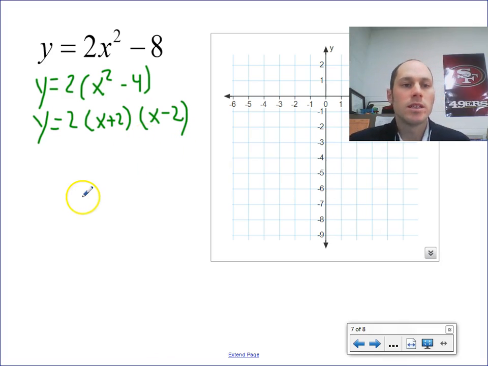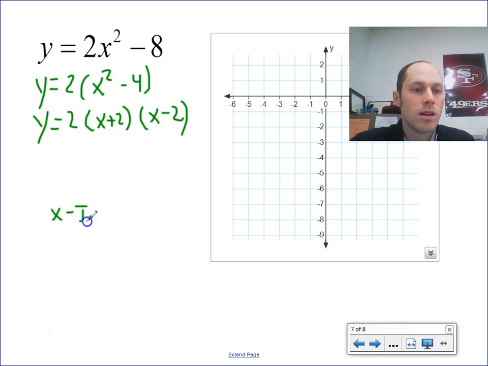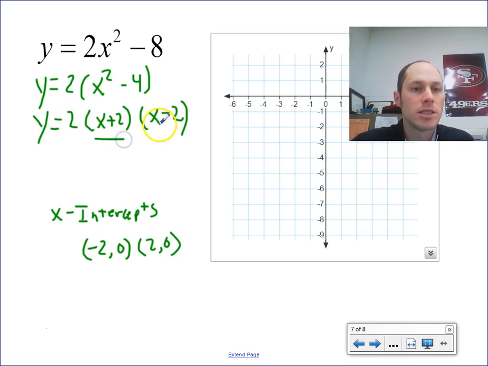At this point, I see my x-intercepts, and maybe you can pick them out, but I would see that my x-intercepts would have to be negative 2, 0, and 2, 0. Because those are the values of x that make these terms 0, which would end up making our y value 0. So negative 2, 0, and 2, 0.